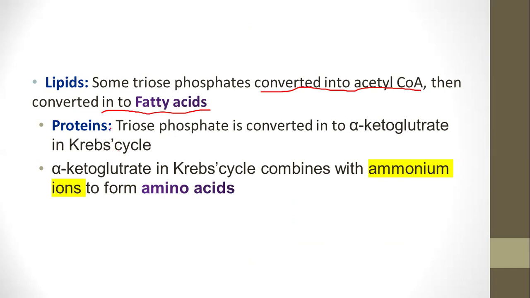The third one is the proteins. The triose phosphate molecules are also responsible for the production of proteins by using the alpha ketoglutarate in the Krebs cycle. During the respiration process, the alpha ketoglutarate combines with ammonium ions to form amino acids. These amino acids are the building blocks of the proteins. The other compounds, DNA, RNA, and some other biomolecules, are also synthesized during this process of the dark reactions.